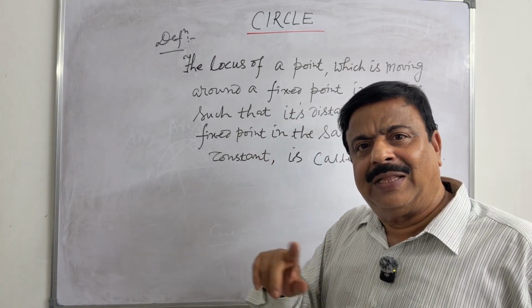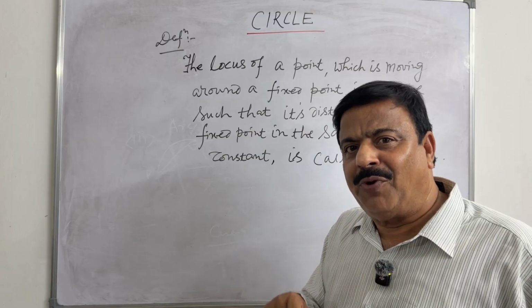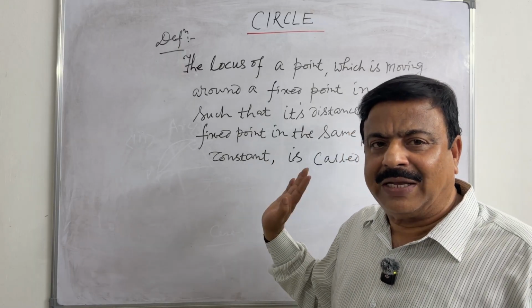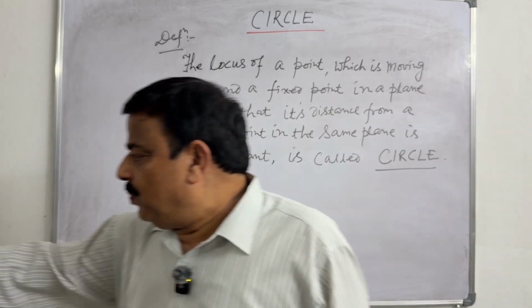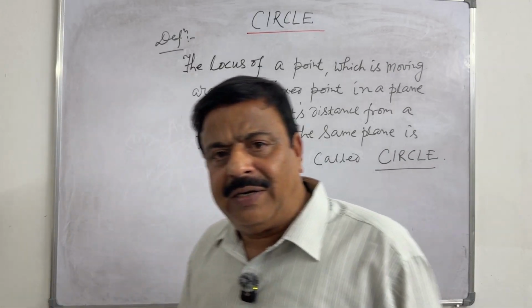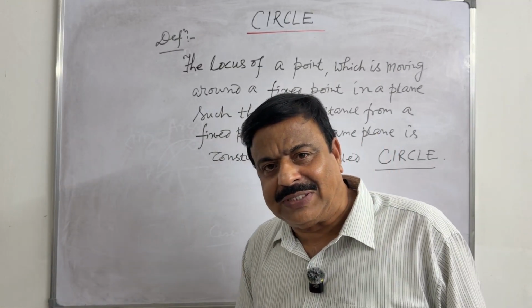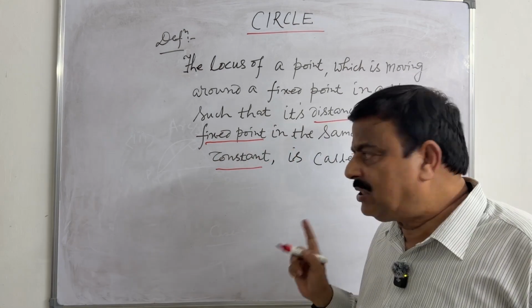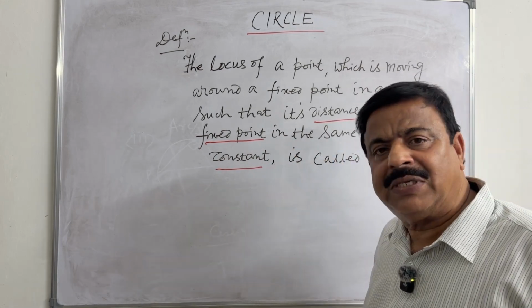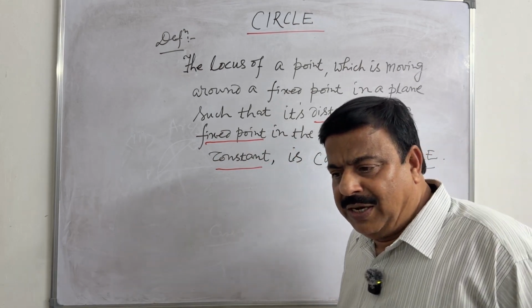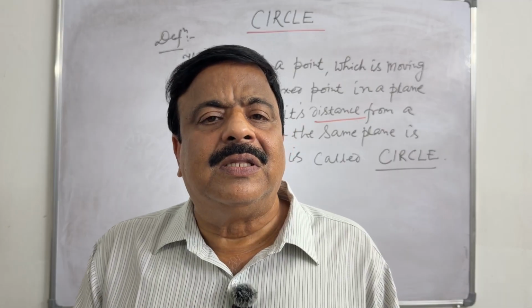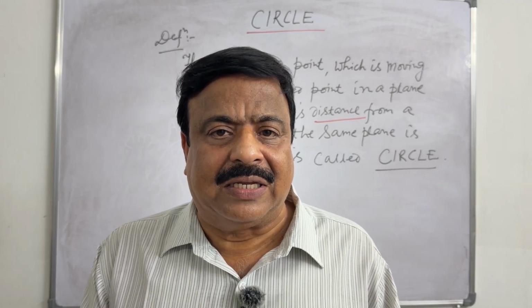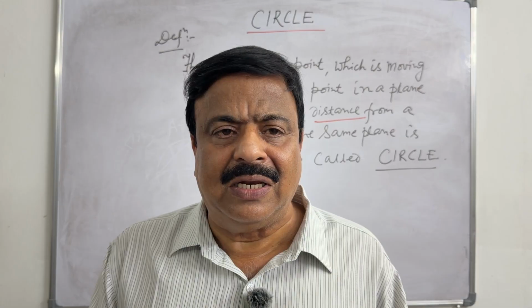Then the path traced by the moving point will be called circle. Clear? And you have already learned what is the center of the circle. The fixed point is called the center of the circle. The constant distance is called the radius of the circle. Okay. Now we'll derive the standard equation of a circle in two-dimensional coordinate geometry.